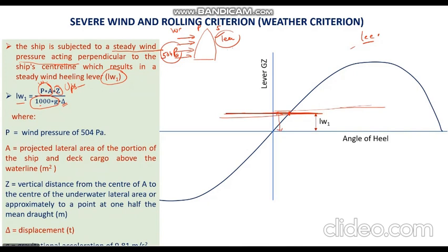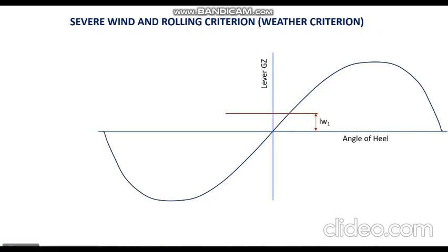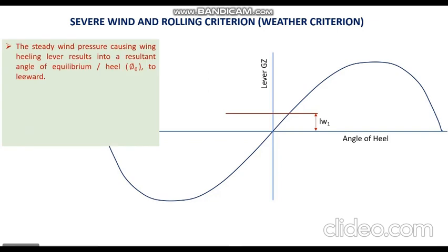Now, this LW1 causes the vessel to heel, and you know how to find that angle. In this topic, that angle is named phi 0. So the steady wind pressure causing the wind heeling lever LW1 results in a resultant angle of heel phi 0, to the leeward side. So this angle is phi 0. Correct, guys? Yes, sir. Correct. No, sir, not understood.